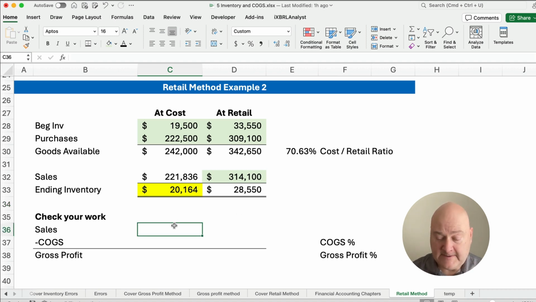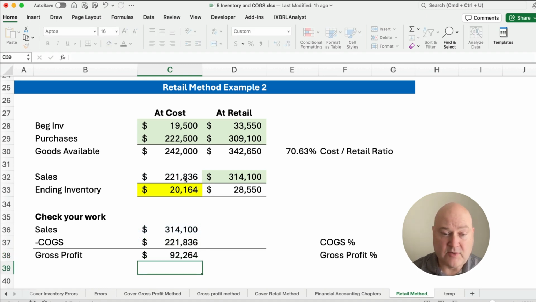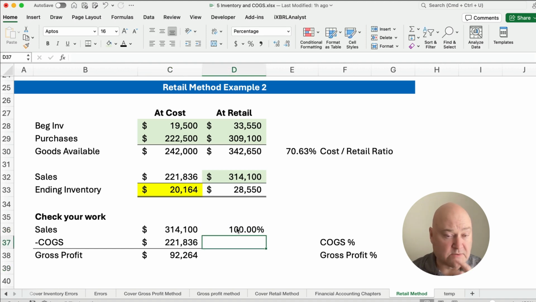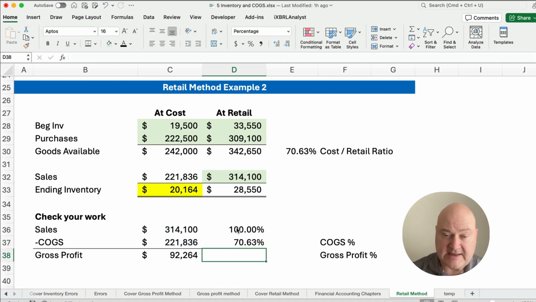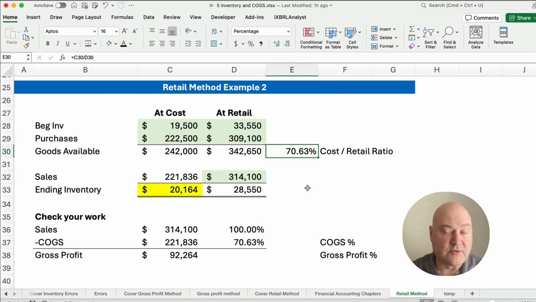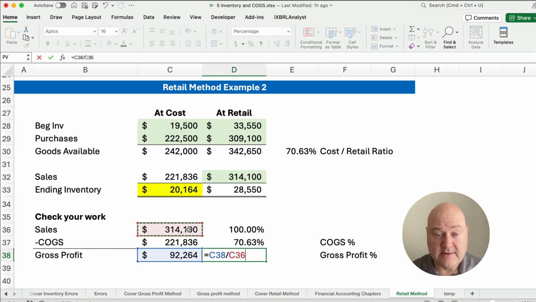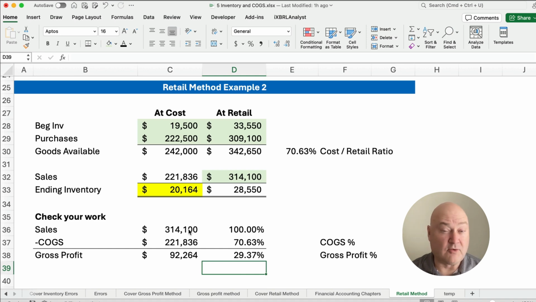Let's check our work. If our sales are 314 and our cost of goods sold is 221, then 314 minus 221, our gross profit is 92,264. We know that our sales are always 100%. If I take the 221 divided by the 314, I'm going to get my cost of goods sold percentage. And it's the same as our cost to retail ratio. So this is really cost of goods sold percentage. And we can simply subtract it out. We're going to get about 29.37. We can divide it either way. 29.37 is our gross profit percentage.